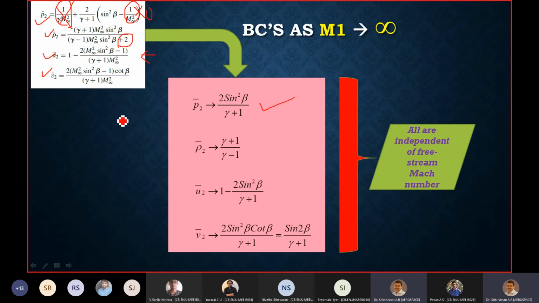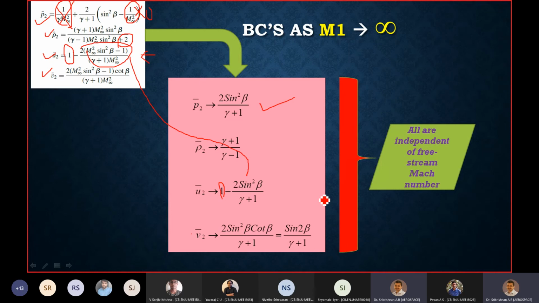Please note that the 1 here will not vanish, because once you extend the limits, the second term boils down to 2 sine squared beta by gamma plus 1. Now, 2 sine squared beta by gamma plus 1, we cannot say that's a high value. Actually, that will be low. So that cannot be neglected in comparison with 1. That's the reason this 1 has to be retained. So 1 minus 2 sine squared beta by gamma plus 1 is U2. And similarly, for V2, we get an expression like sine 2 beta by gamma plus 1.